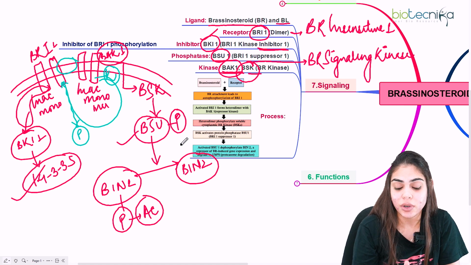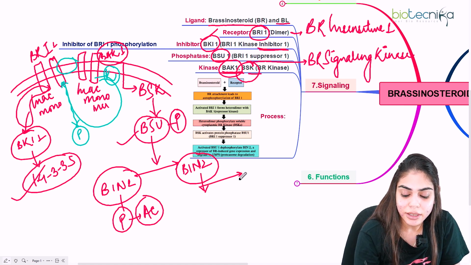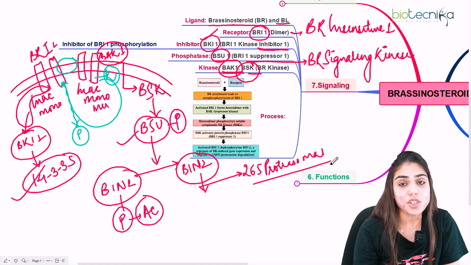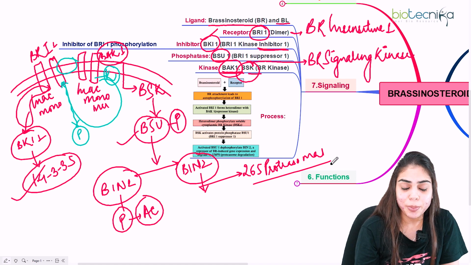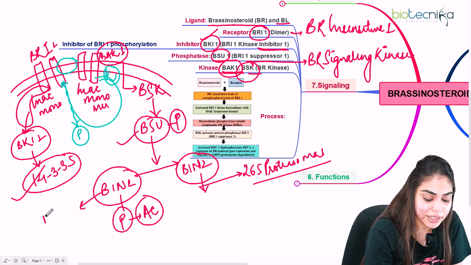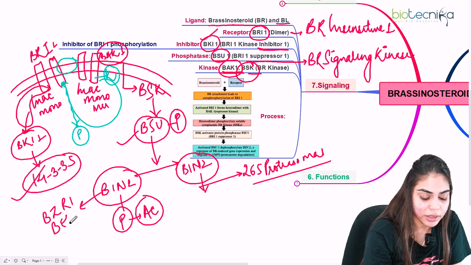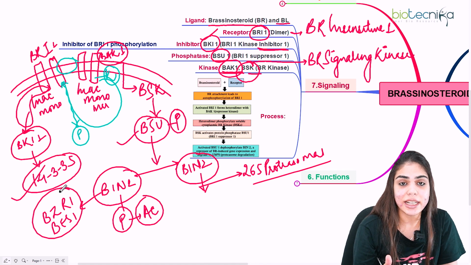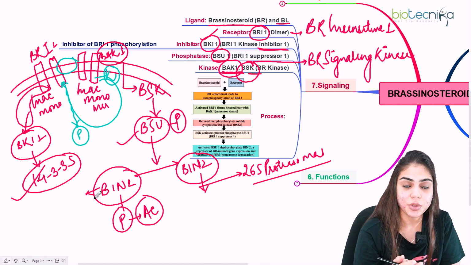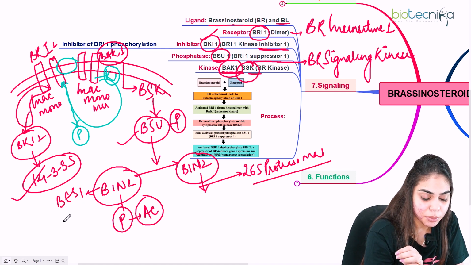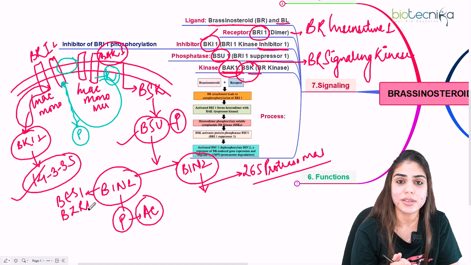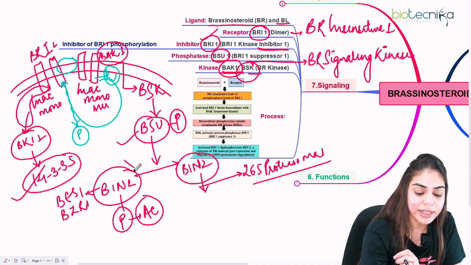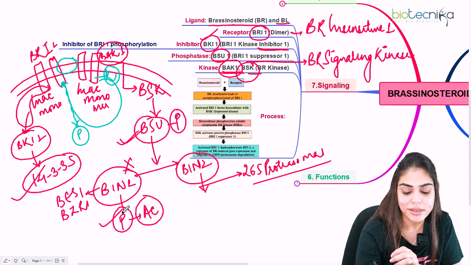Now what will happen to BIN2? Dephosphorylation. BIN2 is dephosphorylated and will undergo 26S proteasomal degradation. Proteasomal degradation means this pathway is now free from BIN2. Why is it called free from BIN2? Because when the signaling was off, BIN2 was suppressing two different transcription factors, BZR1 as well as BES1. So it was suppressing two transcription factors and the signaling was off. But now BIN2 is dephosphorylated by the phosphatase, because the phosphate group is removed, which means it is deactivated.